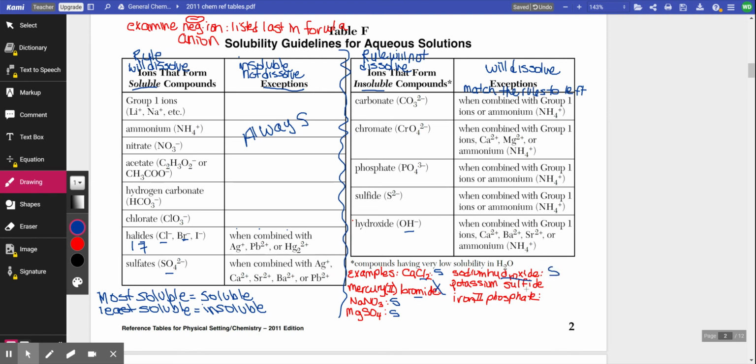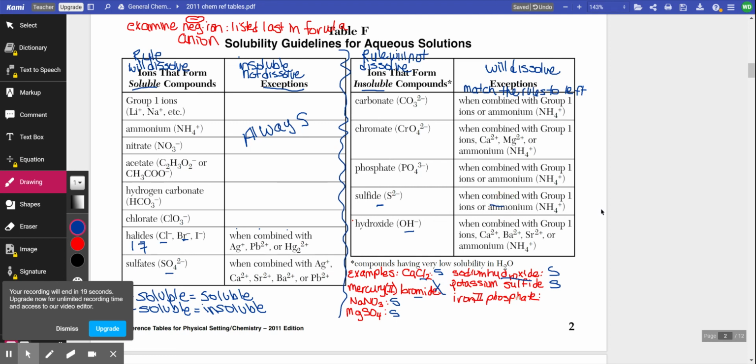So potassium and sulfide. Careful, one letter different between sulfate and sulfide. Sulfides are not soluble unless combined with group 1 or ammonium. So I need to check if potassium is in group number 1. I check the periodic table, it's in group number 1, so that makes this soluble, because the rule is insoluble, and the exception will be soluble.